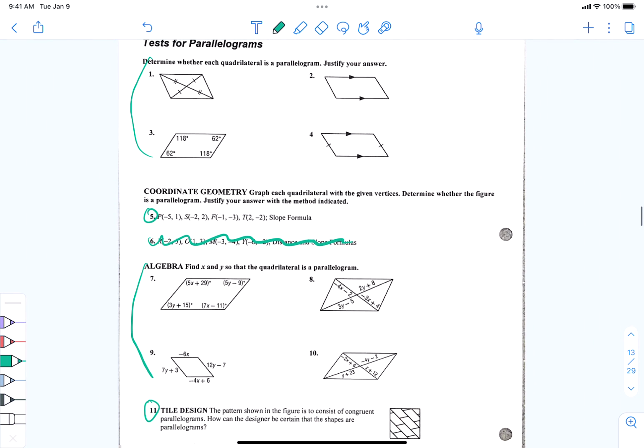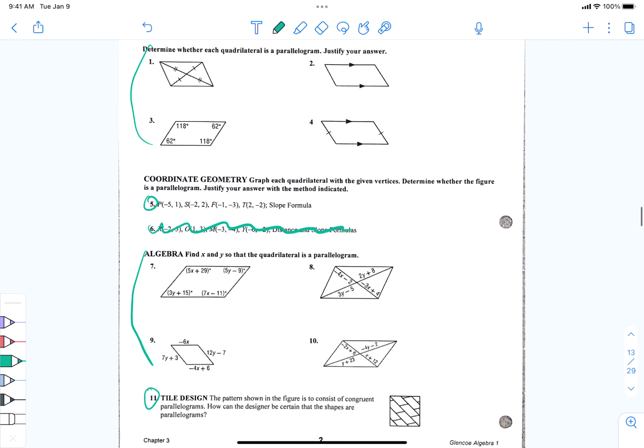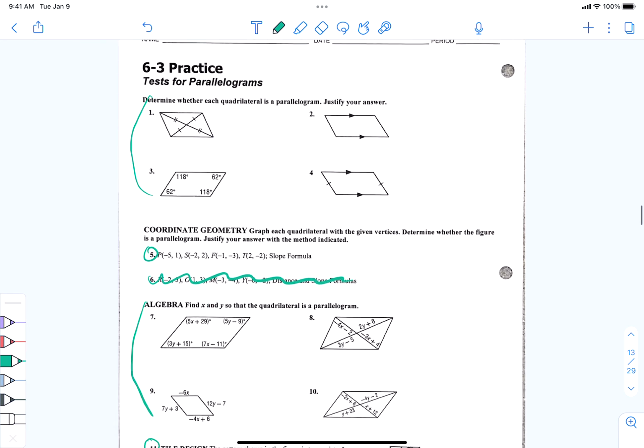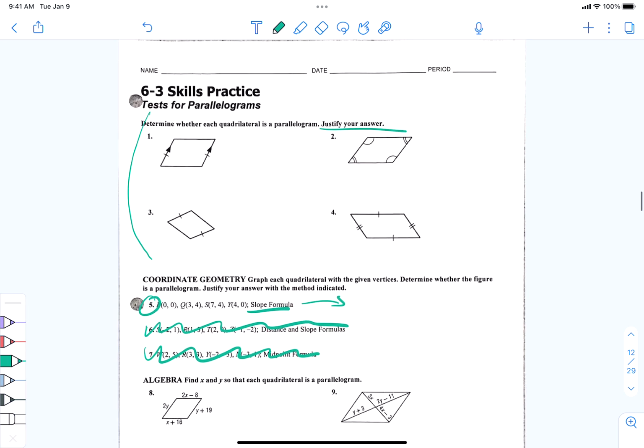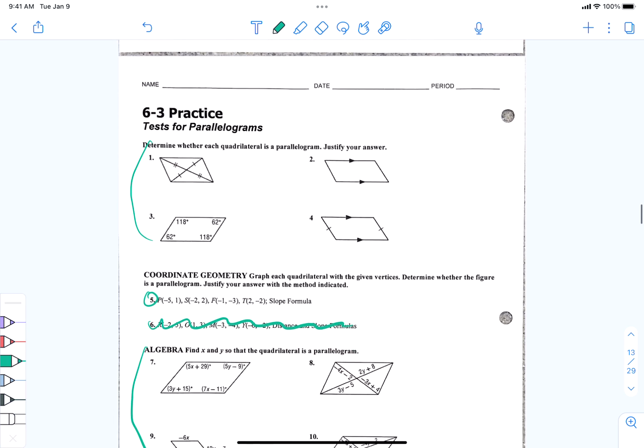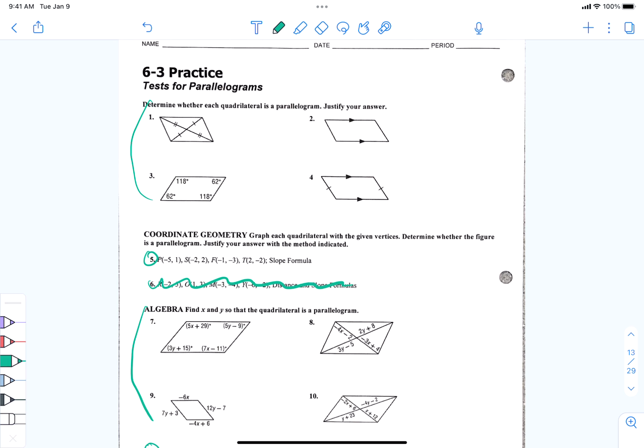Oh, I was on the wrong side. Oh. Okay. All right. What about on the other side? So skip 6 and 7 on skills practice and skip 6 on regular practice. Okay, there you go.